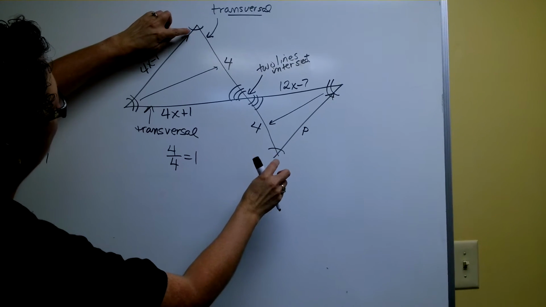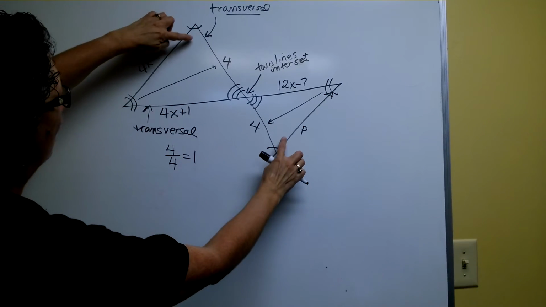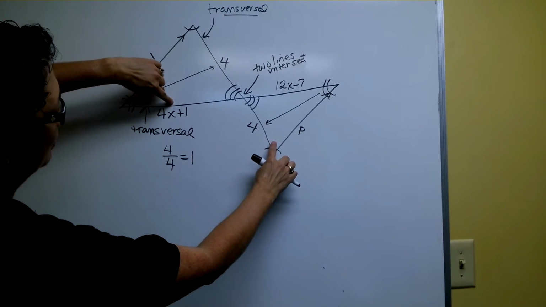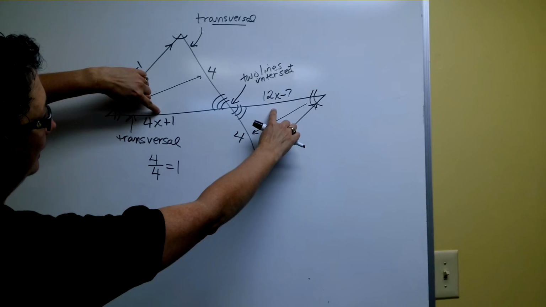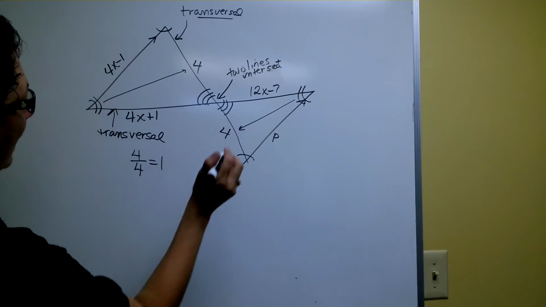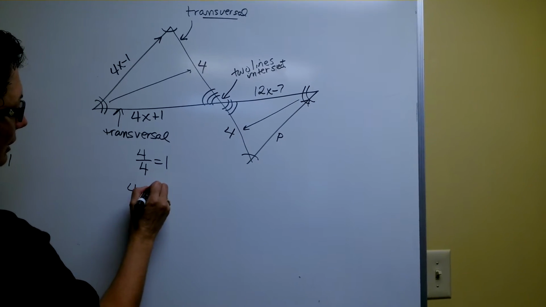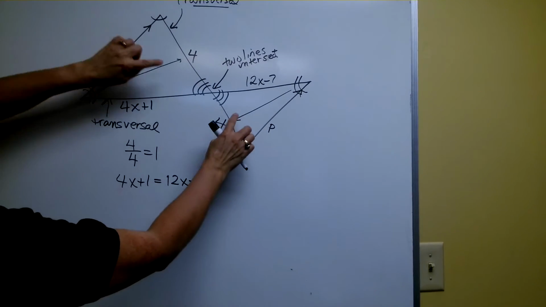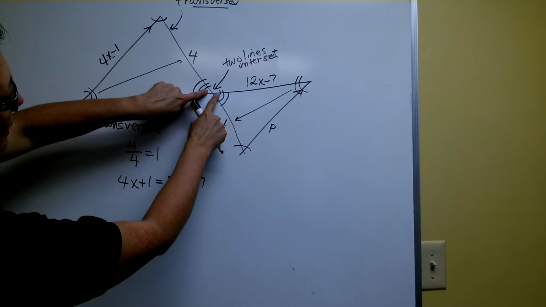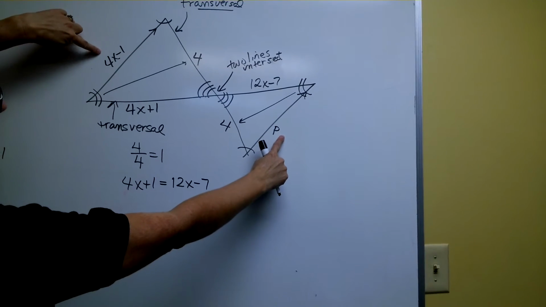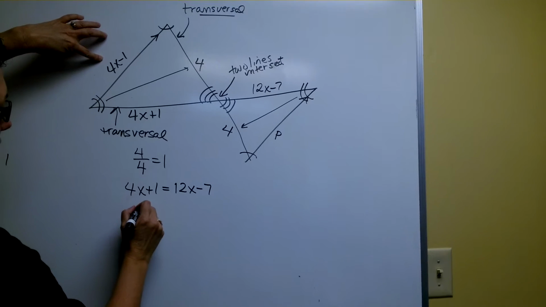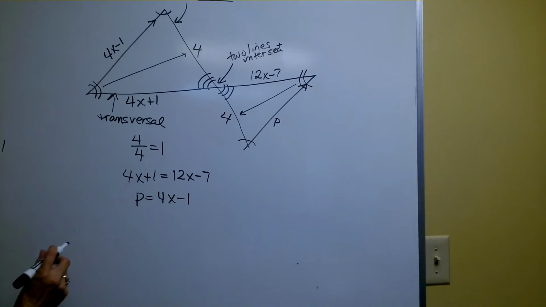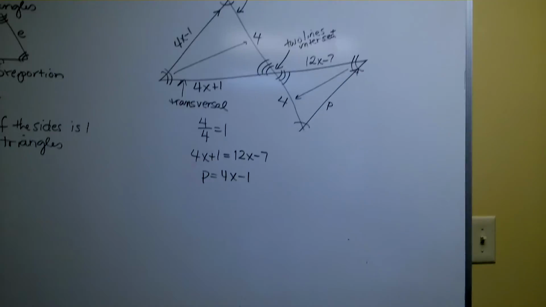So then the two sides opposite these two angles, the 4x plus 1 and the 12x minus 7, those two have to be equal. 4x plus 1 has to equal 12x minus 7. And then here's my two angles that are the same, so the two sides opposite have to be equal. So P has to equal 4x minus 1. Let's move this down a little bit so I can have room to solve.